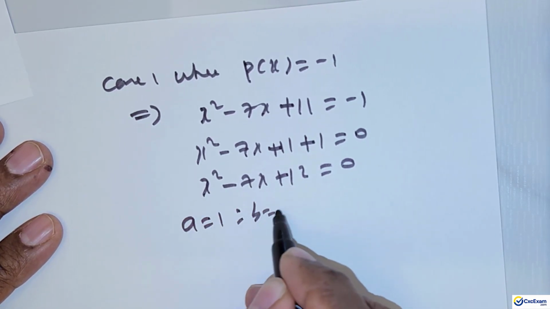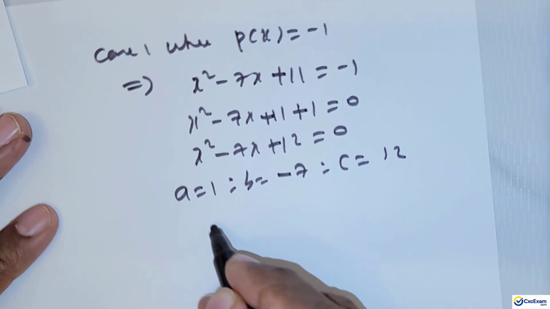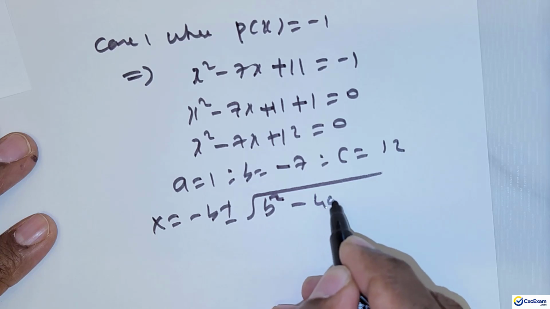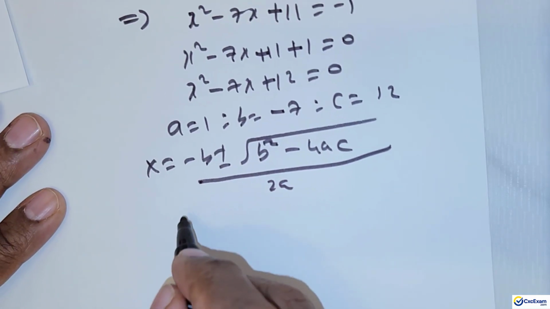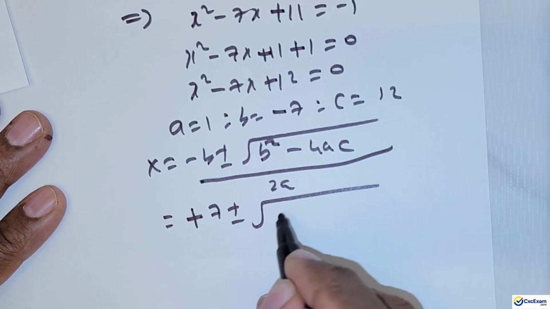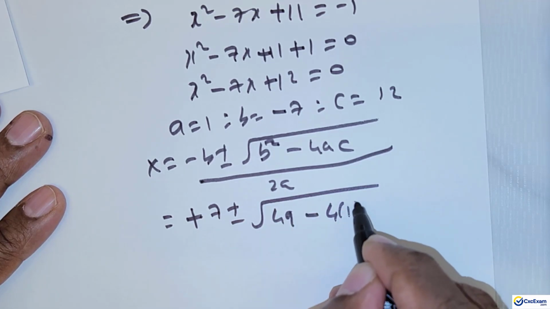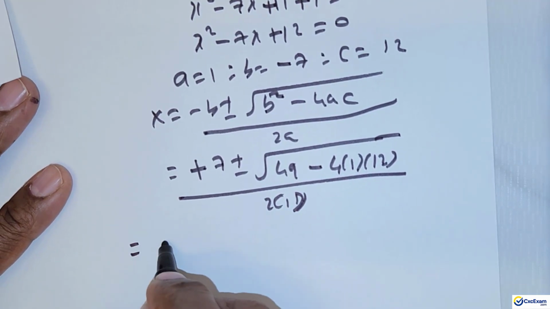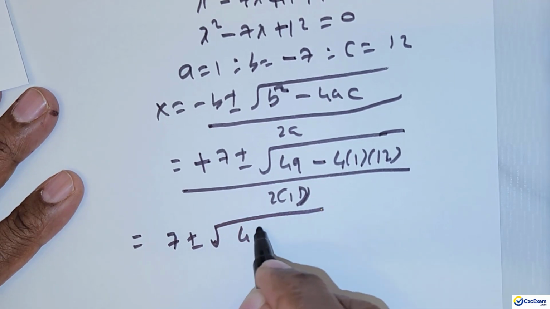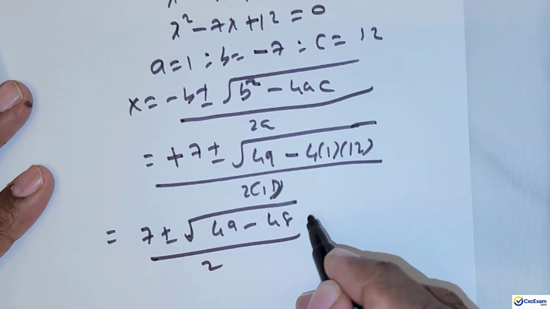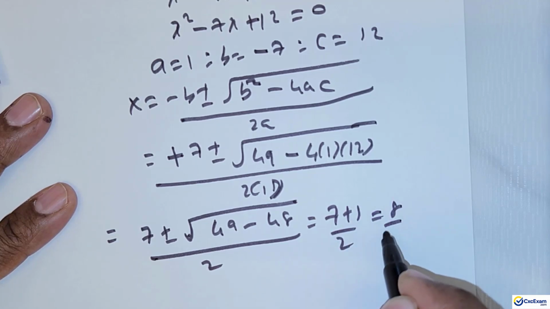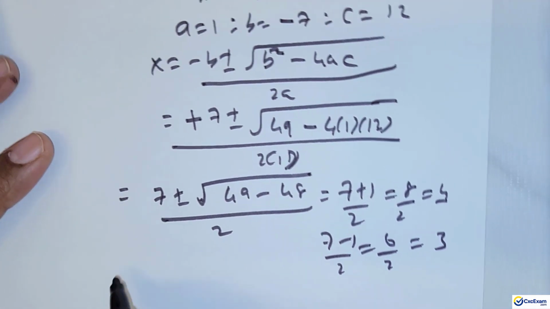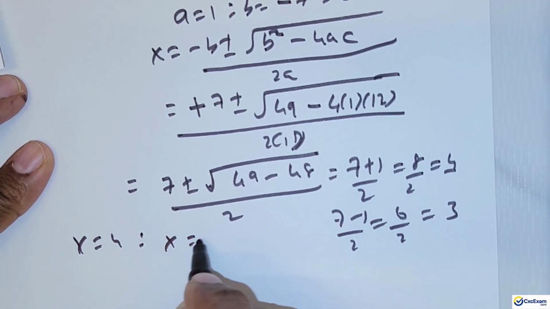So a is equal to 1, b is equal to -7, c is equal to 12. So x is equal to negative b plus or minus root of b squared minus 4ac, divided by 2a. So 7 plus or minus root of 49 minus 4 times 1 times 12, divided by 2 times 1. So 7 plus or minus root of 49 minus 48, divided by 2, which is 7 plus 1 divided by 2, which is 8 over 2, which is 4. 7 minus 1 over 2, which is 6 over 2, which is 3. So I get x is equal to 4 and x is equal to 3.